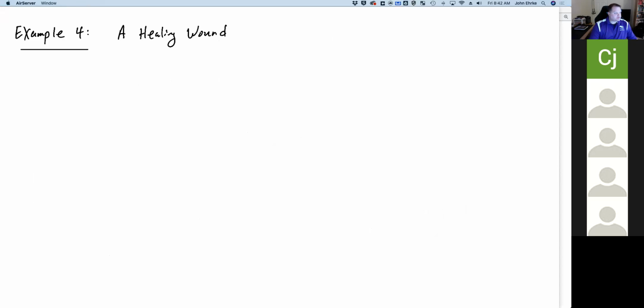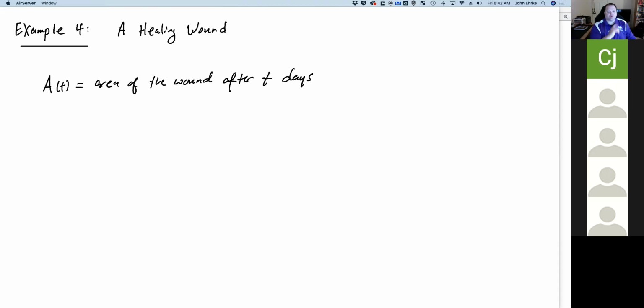The way to think about this problem is as follows. I'm going to let the function A of t be the area of the wound after t days. And the piece of information we're given here is what? If A of t is this function, what is the piece of information that you're given here that'll allow us like an initial condition of sorts? Given A prime of t. So you're given the first derivative?